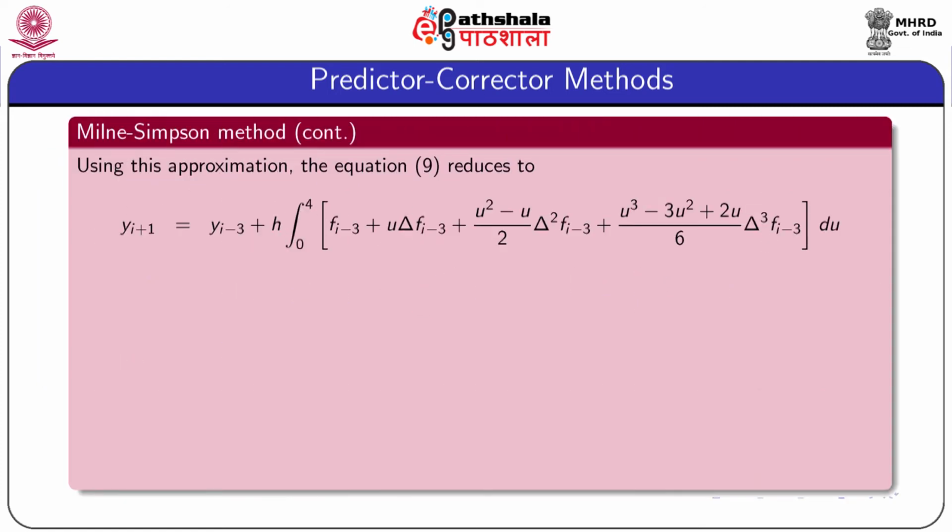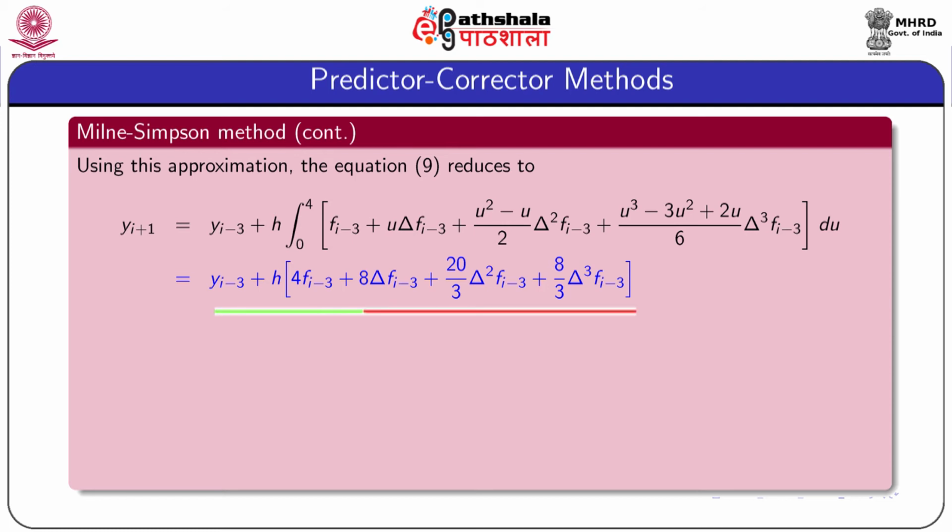Using this approximation, the equation 9 reduces to this one, that means y_{i+1} equal to y_{i-3} plus h into the integral from 0 to 4, and the term within square brackets is replaced by Newton forward interpolating polynomial, and dx is replaced by h du, and the limits of x are changed to 0 to 4. After integration, y_{i+1} becomes this expression. After substituting the values of Δf_{i-3}, Δ²f_{i-3} and Δ³f_{i-3}, and after simplification, the value of y_{i+1} is given by this expression.